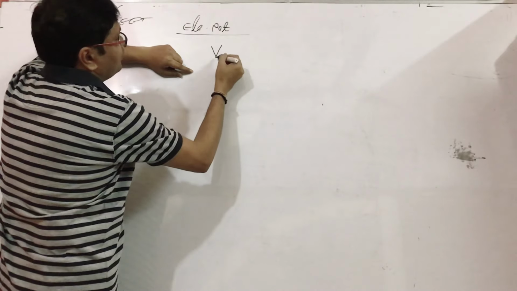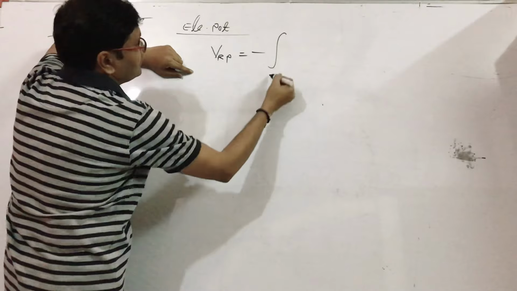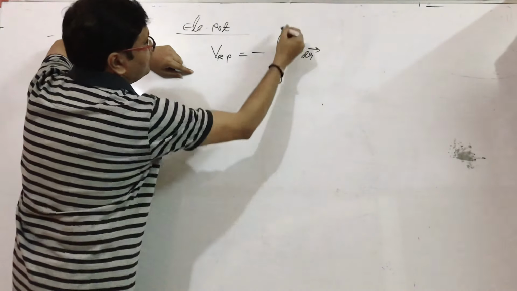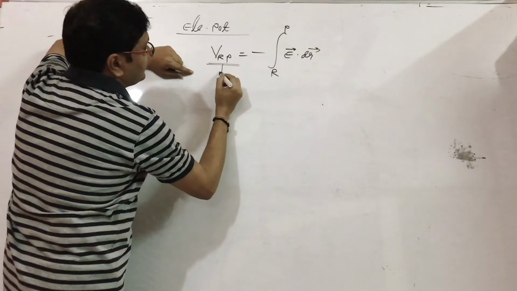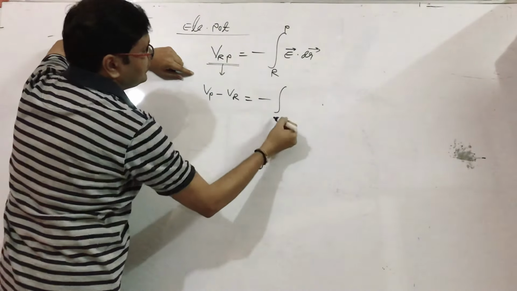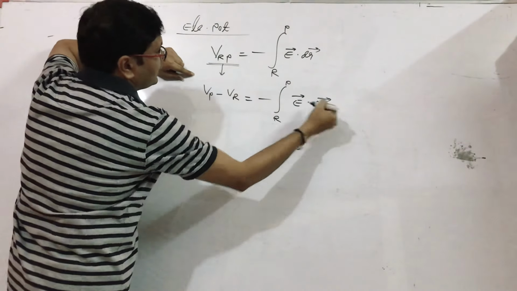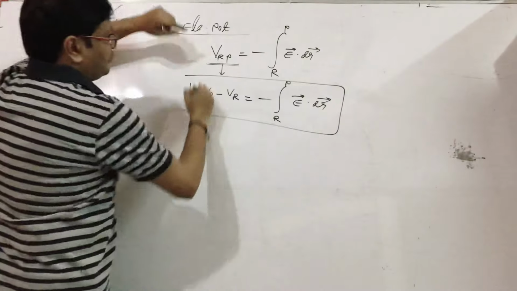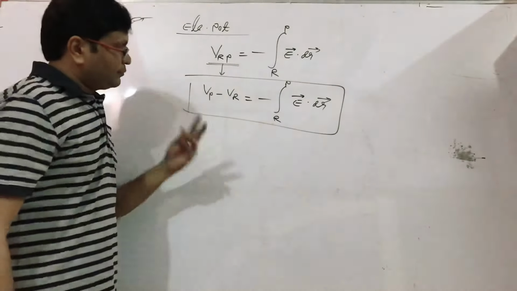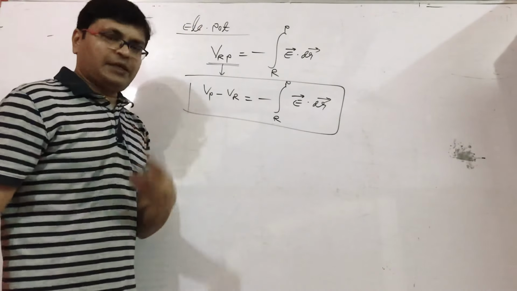Last time we derived this formula: V_RP is equal to minus integral from R to P of E dot dr. The potential difference is V_P minus V_R, equal to minus integral from R to P of E dot dr. Any doubt? Up to here, any doubt? Okay, now you can see V_P minus V_R is the potential difference between the 2 points P and R.